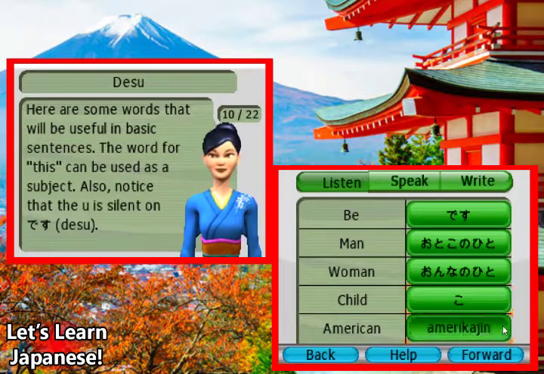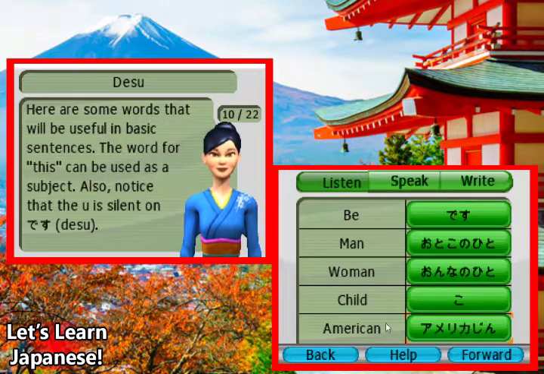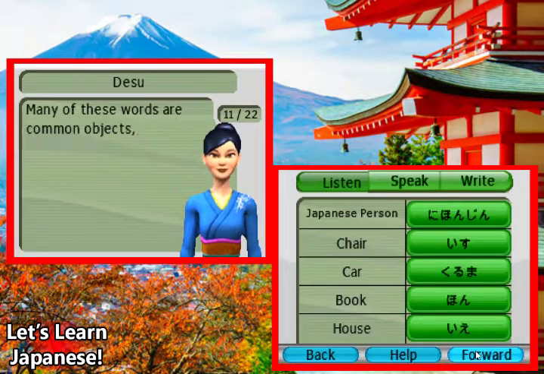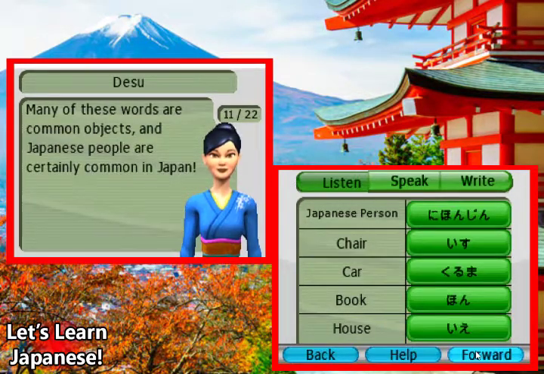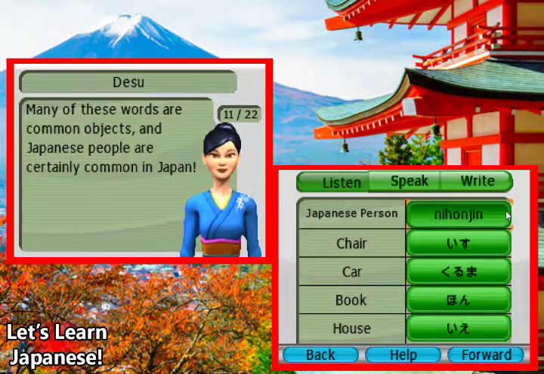Amerikajin. So you can see these characters look a little different. Those are katakana because America is one of them cognate loan words. So it's using a different writing system. Many of these words are common objects, and Japanese people are certainly common in Japan. That's accurate. Nihonjin.